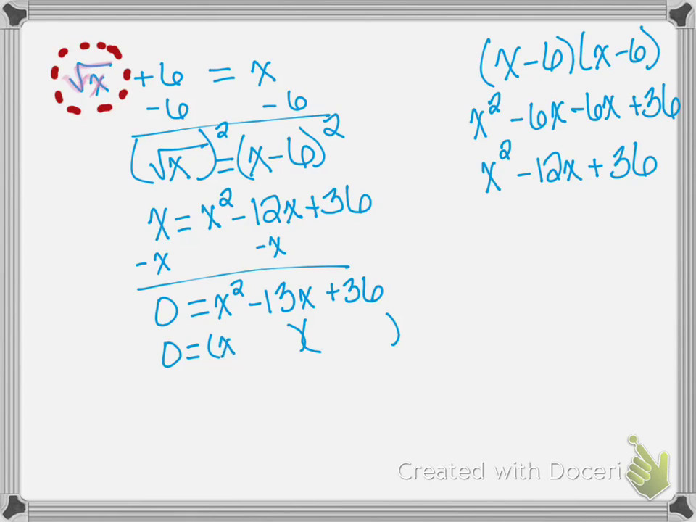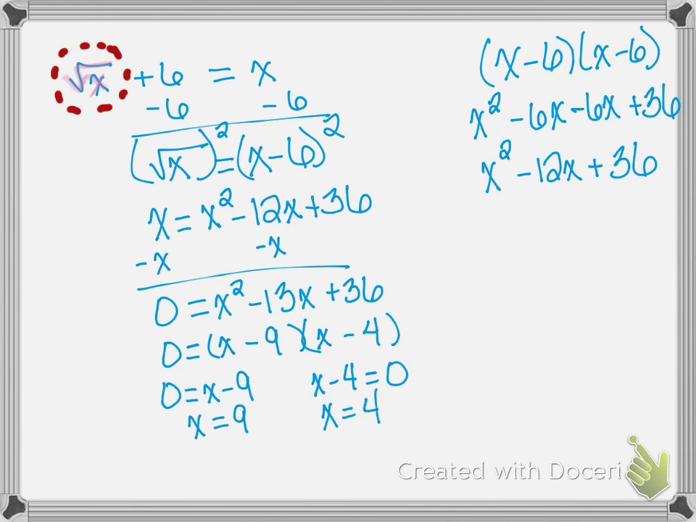So it factors to negative 9 and negative 4. Negative 9 plus negative 4 gives me negative 13. Negative 9 times negative 4 gives me positive 36. So then I set each one of these equal to 0. X is 9 and x is 4. But we've got to check because it's possible one of them or both of them could be an extraneous solution.